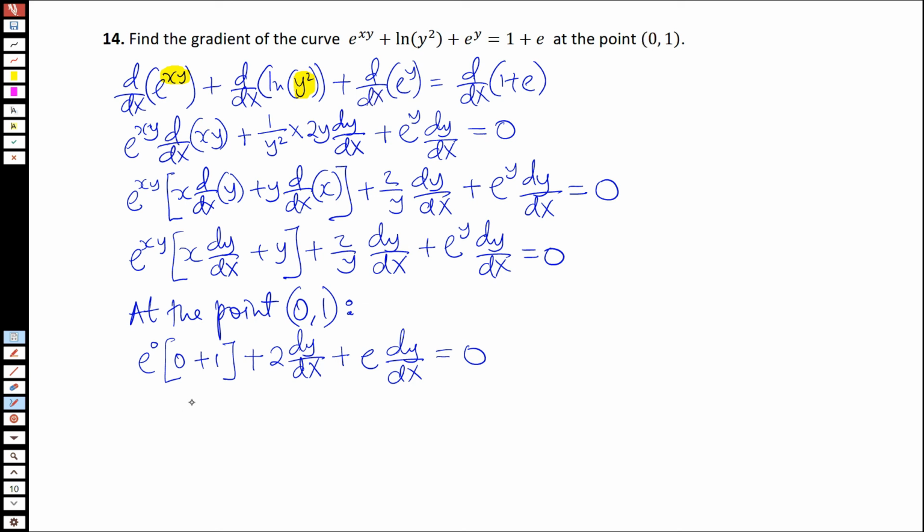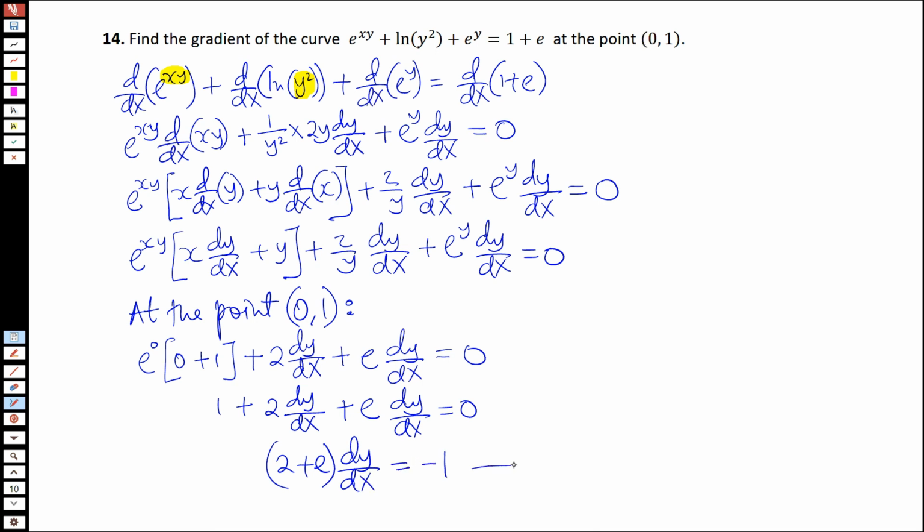So basically what we end up with here is 1 plus 2 dy over dx plus e dy over dx is equal to 0. That implies that 2 plus e times dy over dx will be equal to negative 1, and therefore it follows that dy over dx will be equal to negative 1 over 2 plus e.